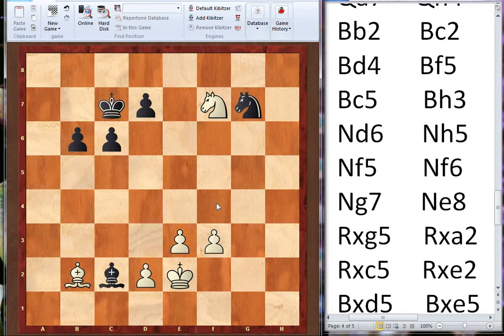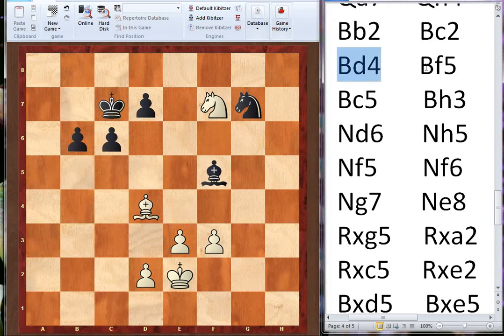Black moved his bishop here. Capital B, c2. This bishop goes here. Capital B, d4. This bishop goes here. Capital B, f5. White bishop goes here. Capital B. Which square did it go to? c5. This bishop goes here. Capital B, h3.